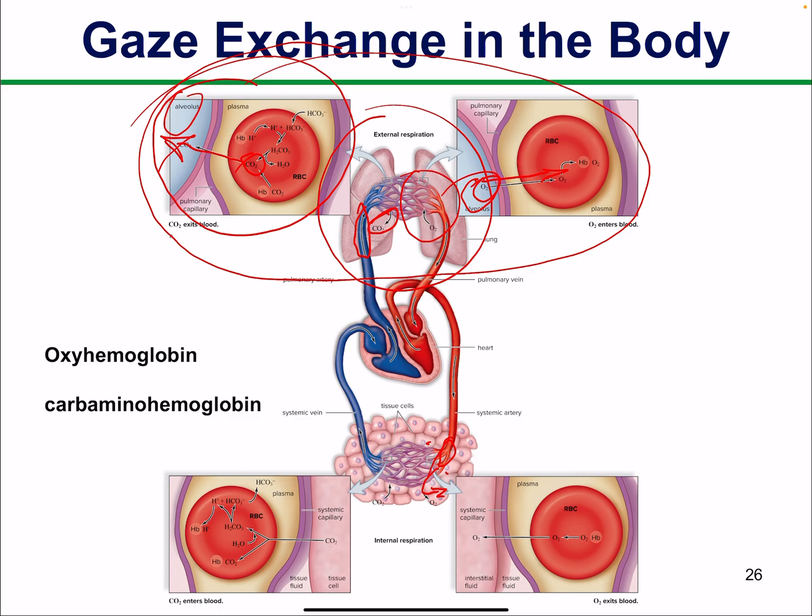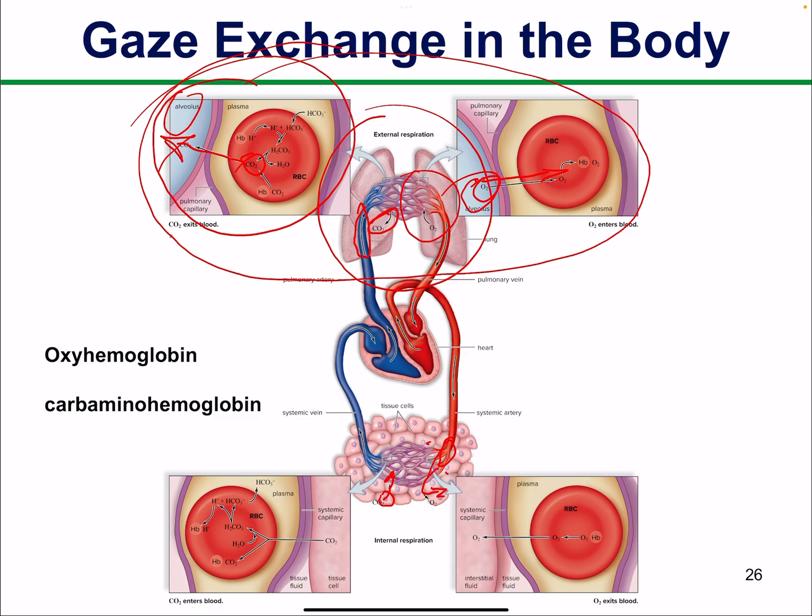By the same token, the cells that have done cellular respiration are loaded with carbon dioxide. That carbon dioxide is more concentrated in the cell than it is in the blood, so that carbon dioxide is going to go from the cells toward the blood. And this is how the blood is going to be loaded with carbon dioxide, right?